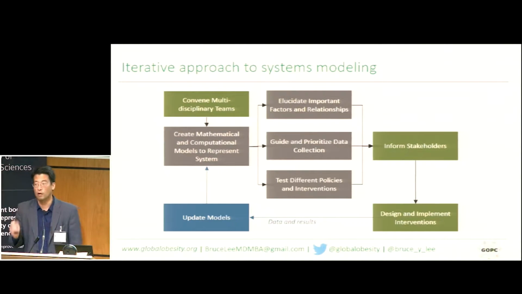So this is your understanding of what you think is going on. That can help elucidate important factors and relationships, and guide prioritized data collection. So when you have the model, you know what you know, what you don't know, and what you need to get. You can test different policies and interventions using the computational model that help inform the stakeholders, that can help design and implement interventions, and also inform data collection. And all of that provides more information, and then you can update the model. So it's this iterative process that goes round and round and round, just like we learn.